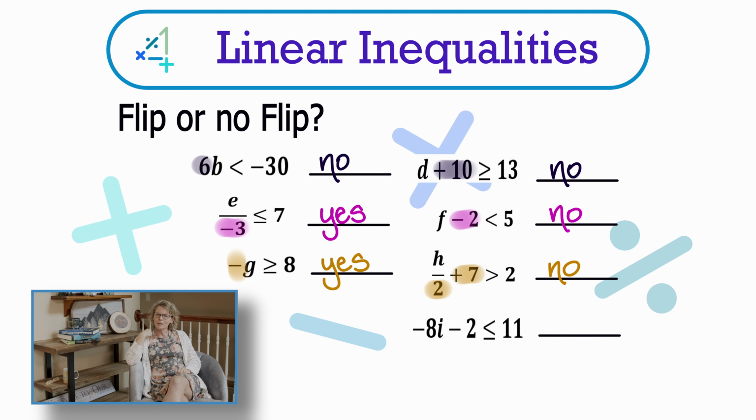Can you take a look at this and predict the answer? -8i minus 2 is less than or equal to 11. We will have to divide both sides by -8 to get rid of that guy, which is the rule. We will have to flip the alligator on that one for sure. Great job on checking those out. If you can recognize which ones will need to have an inequality flip, it will help you to actually do it when you need to.